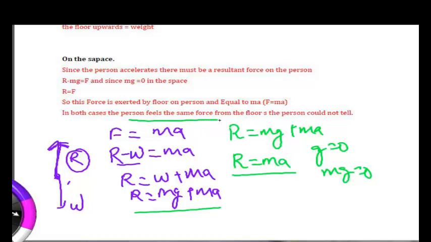So the person couldn't tell whether he was in space, or he is stationary on the Earth. The reason: the force he feels from his feet is the normal contact force. The magnitude of the normal contact force is the same in both situations. Therefore, he couldn't distinguish that. Okay, so this is a 6 marks question from January 13.